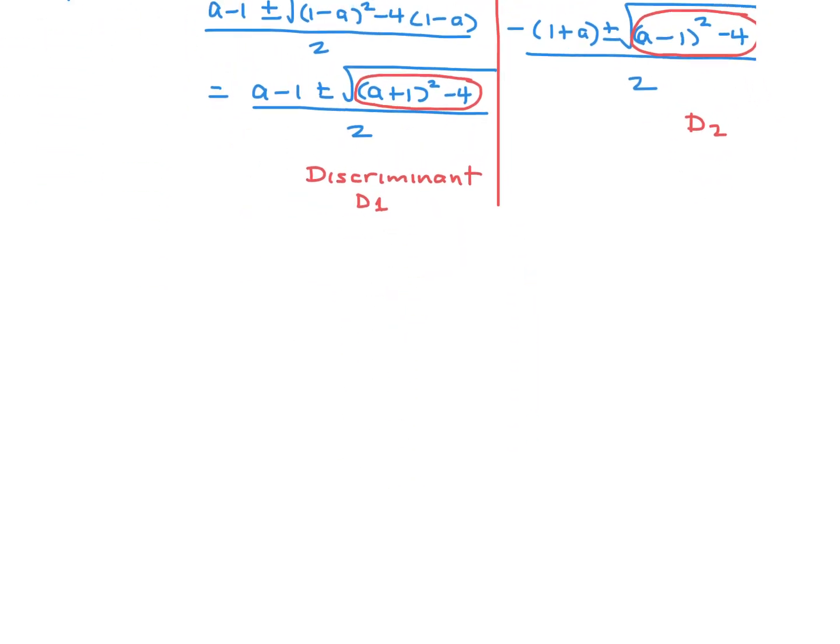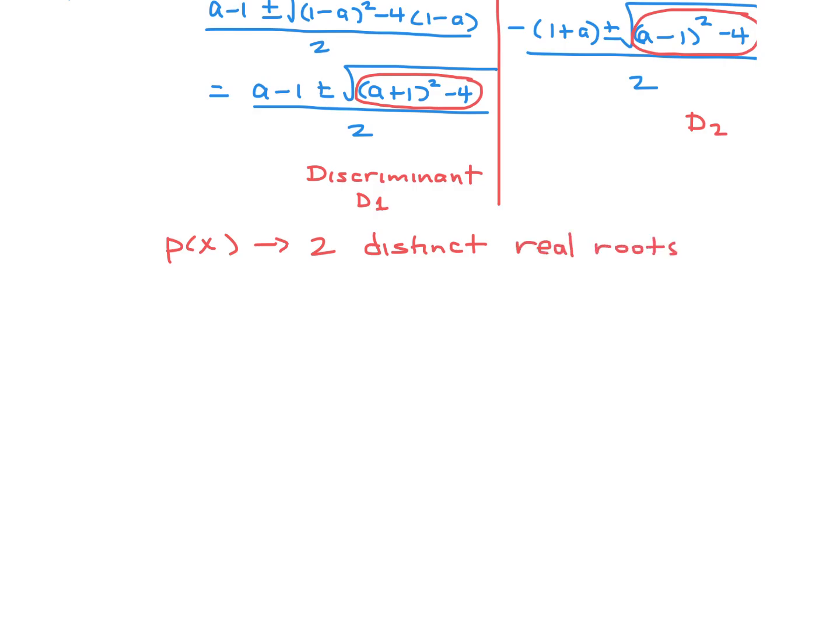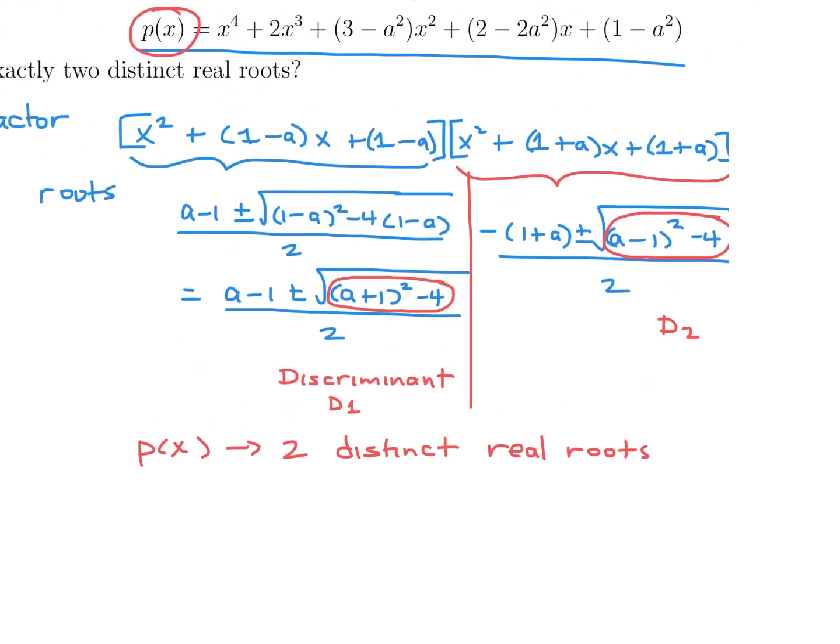Okay, so now the original polynomial will have, what are they asking for, 2 distinct roots. So p of x will have two distinct real roots if we have the following scenario. This is, let's say, quadratic 1, and this one is quadratic 2.